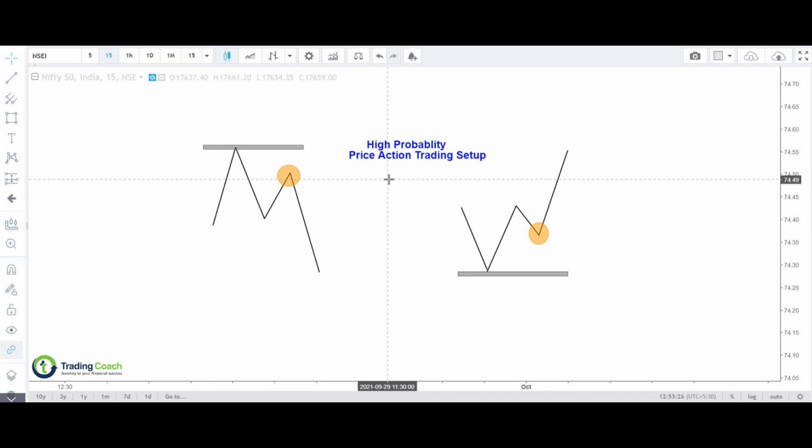The strategy which we are going to discuss is called the two-tap trading strategy. First I will explain the theoretical concept, and then I will show you some practical examples on the live chart.